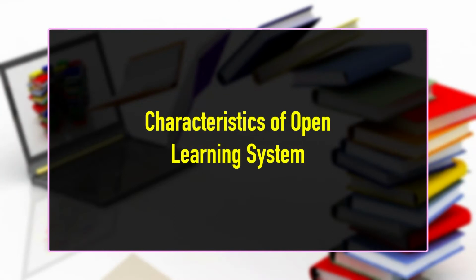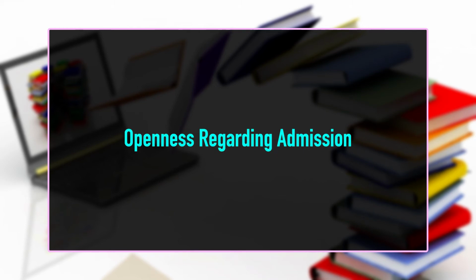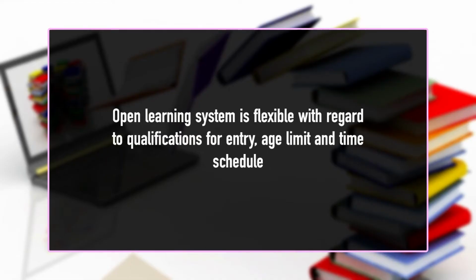Now, characteristics of open learning system. First, openness regarding admission. The usual eligibility conditions applicable to the conventional system of education regarding admissions are flexible in the case of open learning system. Open learning system is flexible with regard to qualifications for entry, age limit and time schedule, etc. It is intended for all ages and sections of society.